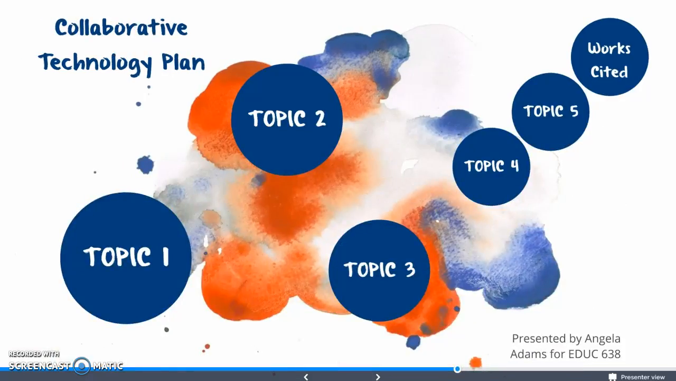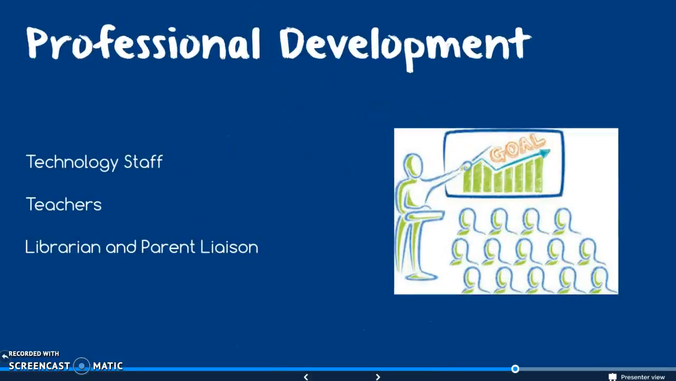There will also be professional development for each of these goals. The first goal, in regards to the infrastructure, will deal with the technology staff. They will need to be equipped in order to handle any issues that may arise with the networking. The second goal, with Chromebooks, will be in regards to the teachers. They will need to be trained on how to use those in order to implement them with fidelity. And the third goal would be for the librarian and the parent liaison, as they will be the ones working with the social media accounts, and they will need to be able to effectively use both of those.